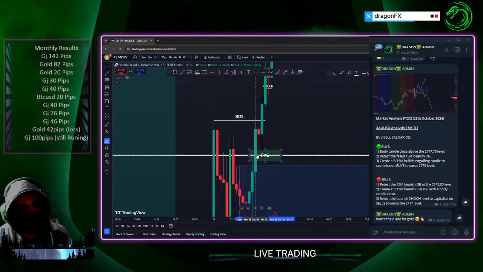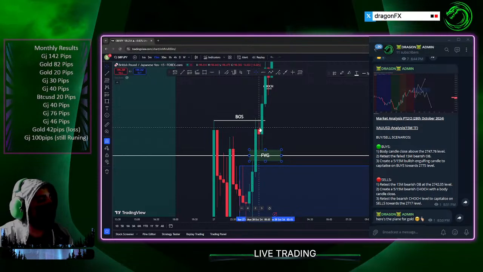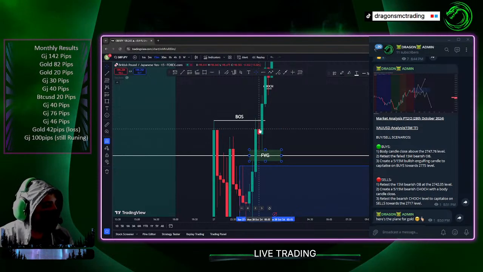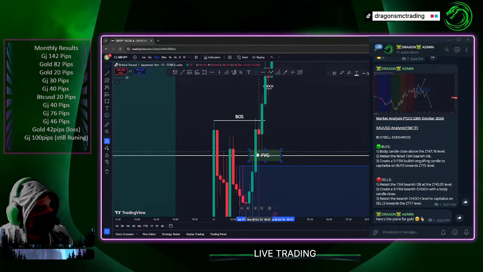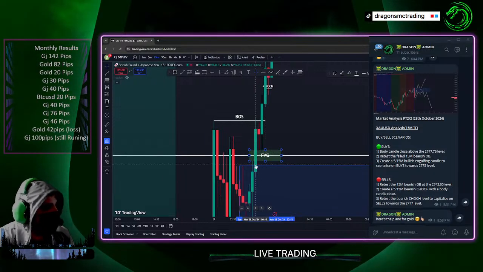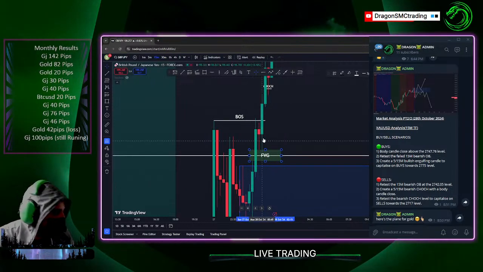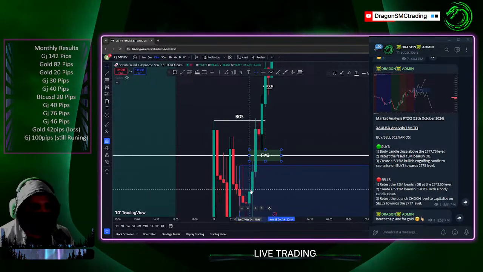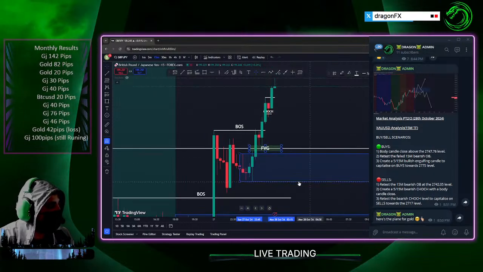This is when people place buy limits, but price goes up real quick and doesn't fill them, so they wait for price to come back and trigger their entry. So there are orders left behind here. And if you see a fair value gap, that means there's volume in the market. That means there are a lot of buyers in this chart right here.